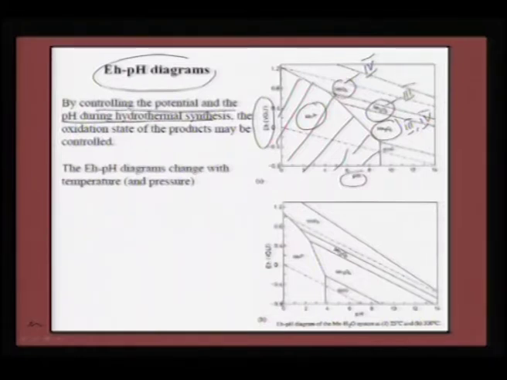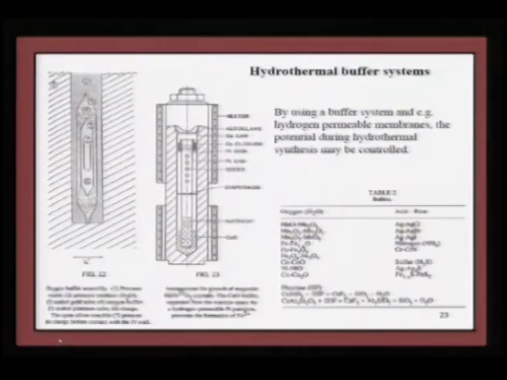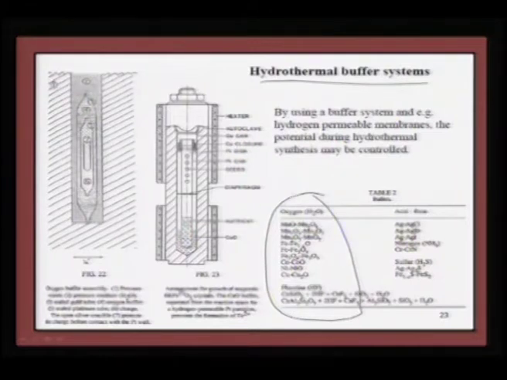Therefore, if we need a finer control on the oxidation state, then we need to take into consideration both the pH as well as the potential that we engage with. For this reason, hydrothermal buffer systems are also used, and there are several buffers which can be used for making a precise control. For example, arrangement for the growth of magnetic ferrite crystal.